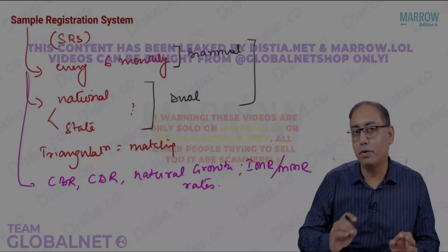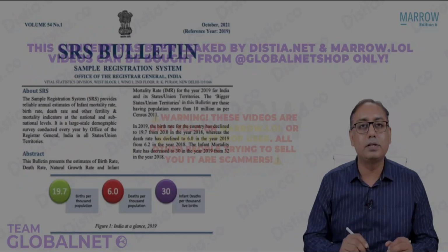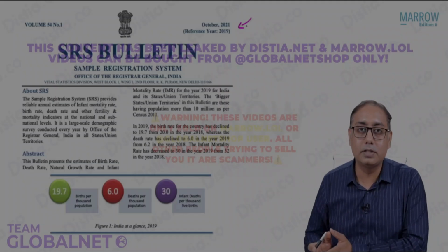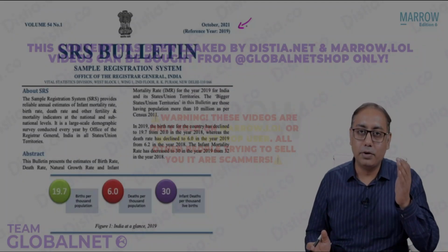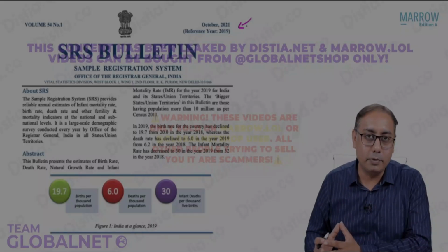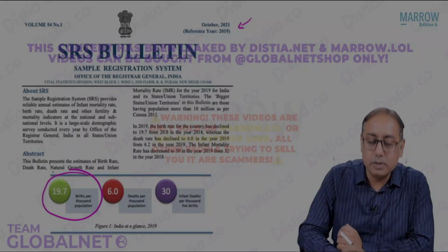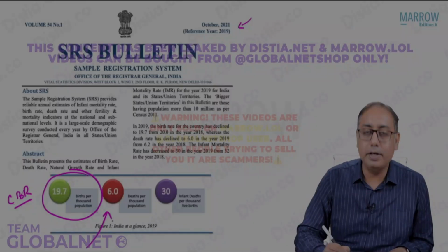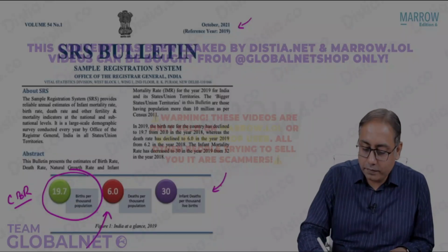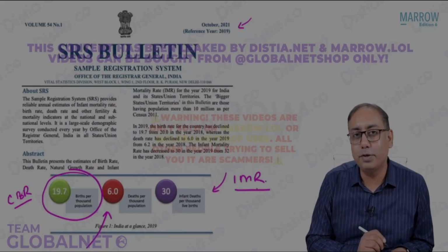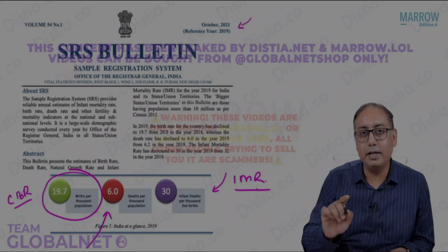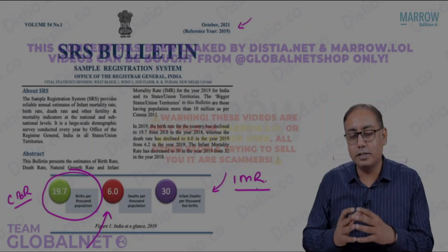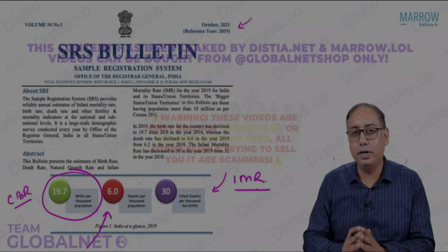It is a very beautifully evolving system. The report for the Sample Registration System released in October 2021 was based on the 2019 survey. So the 2019 survey data came out in 2021. It shows that the crude birth rate of our country is 19.7, the crude death rate is 6.0, and the infant mortality rate, the latest data that we have, is 30 per 1,000 live births. Crude birth rate, crude death rate and infant mortality are the main focus of having the SRS, so you need to remember this data.